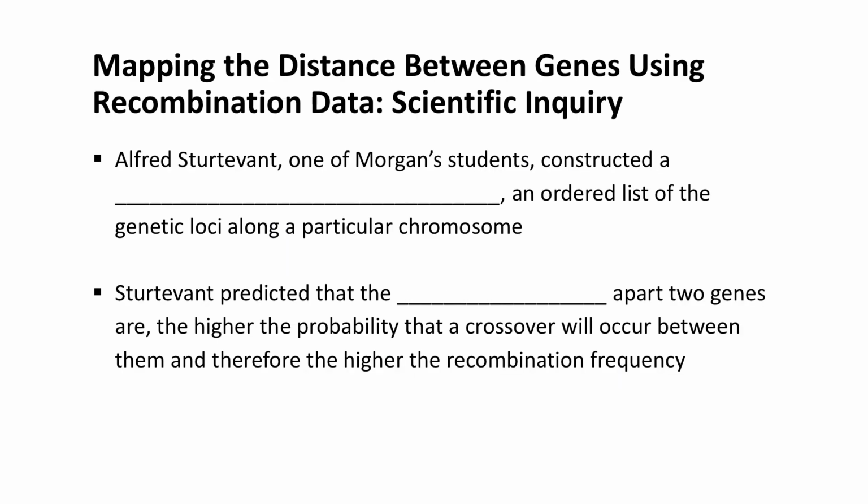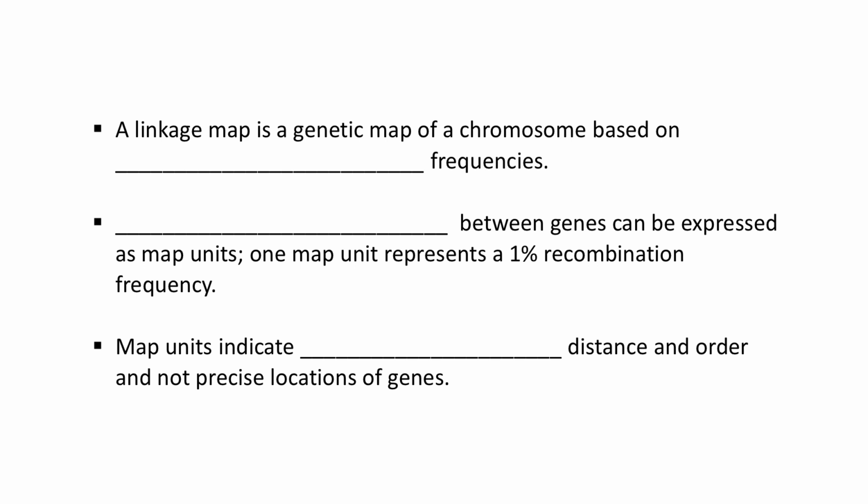The next logical direction for these sets of experiments was to map the distance between genes using recombination data. Alfred Sturtevant, one of Morgan's students, constructed a genetic map. This genetic map is an ordered list of genetic loci along a particular chromosome. Sturtevant predicted that the farther apart two genes are, the higher the probability that a crossover will occur between them, and therefore the higher recombination frequency. In other words, the greater the distance between two genes, the more points there are between them where crossing over can occur. A linkage map is a genetic map of a chromosome based on recombination frequencies.